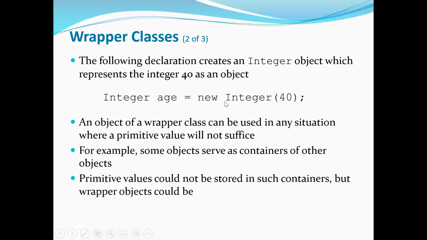So we can use a wrapper class when a primitive is not allowed. For example, some objects serve as containers of other objects. In this case, we cannot use primitives. Primitive values could not be stored in such a container, but wrapper objects could be.